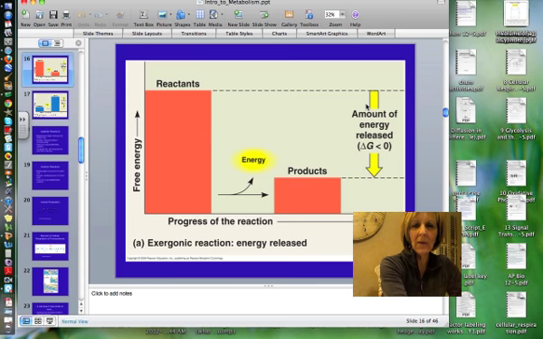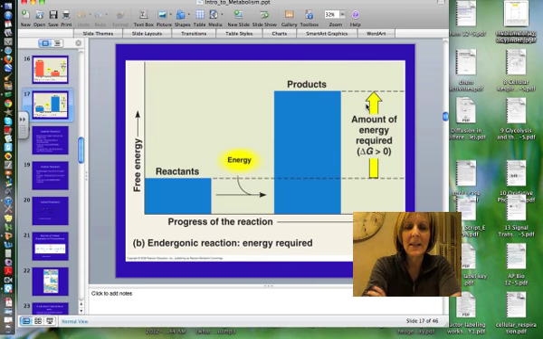I think where we left off is we were talking about exergonic and endergonic reactions. Exergonic reactions are reactions where energy is released because the free energy of the reactants is greater than the free energy of the products. And so the delta G is going to be negative, and that means energy is released, it's spontaneous.